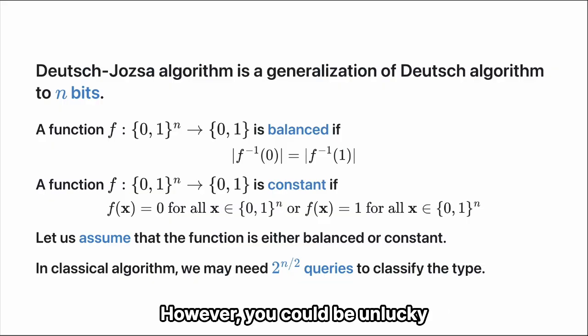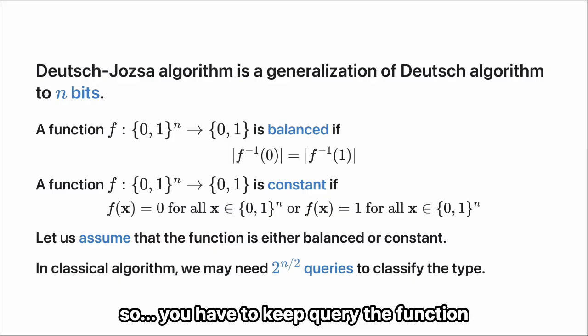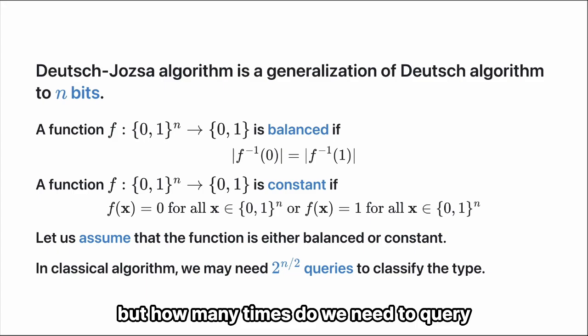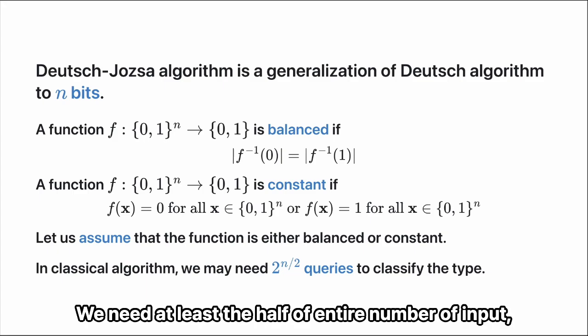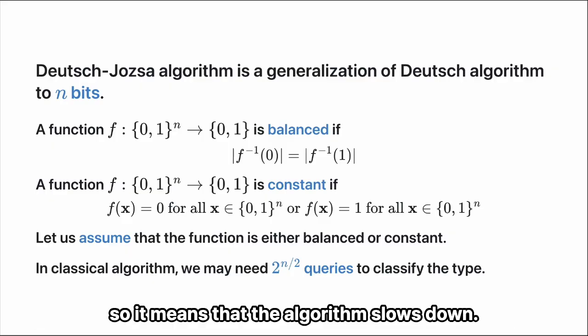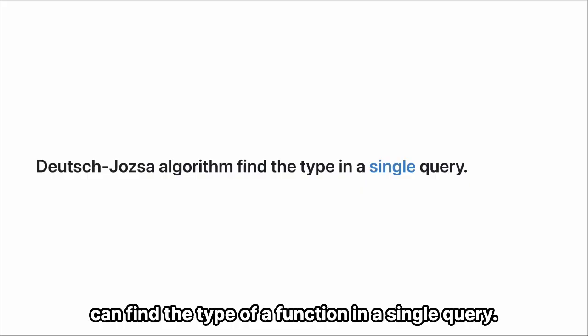However, you could be unlucky: you query the function and always get 0, so you have to keep querying the function until you get 1. But how many times do we need to query in the worst case scenario? We need at least half of the entire number of inputs, which is 2 to the n. So when n grows, the number of queries grows exponentially, which means the algorithm slows down. However, the Deutsch-Jozsa algorithm can find the type of a function in a single query.